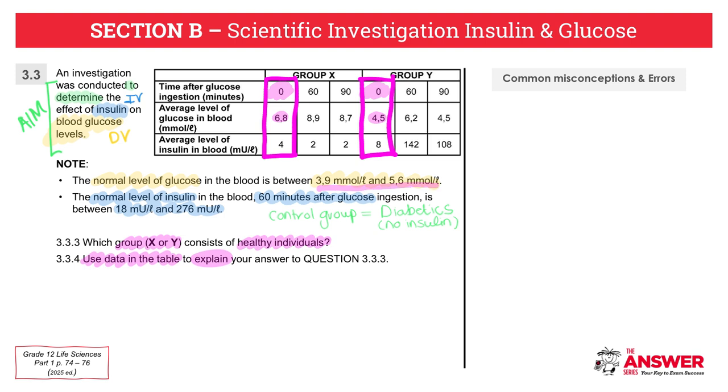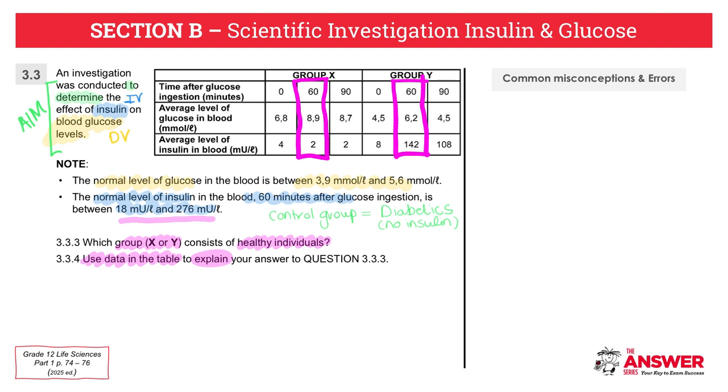So if we look at that, it means that for group X, the glucose level is above the normal range, whereas in group Y, the glucose level is within the normal range. Now, the note also tells us that we can look at the normal level of insulin in the blood 60 minutes after glucose ingestion. So now we have to focus on the 60-minute column. And we can just confirm our suspicion that group Y are the healthy individuals by seeing that a healthy normal level of insulin is between 18 to 276 microunits per liter 60 minutes after glucose ingestion.